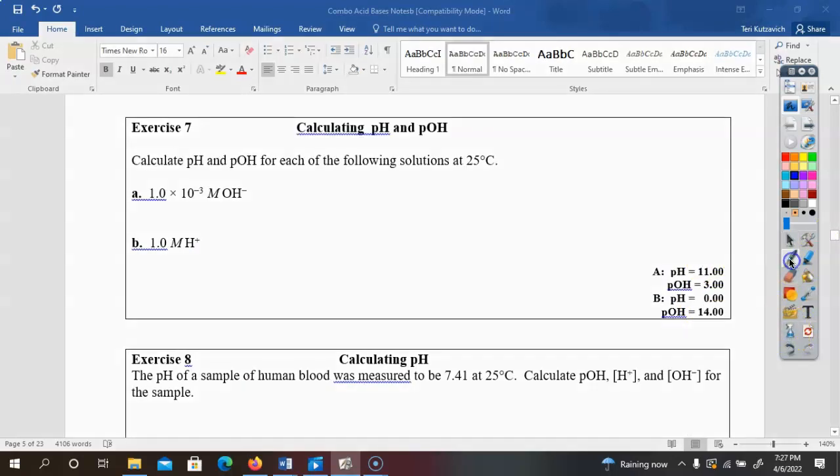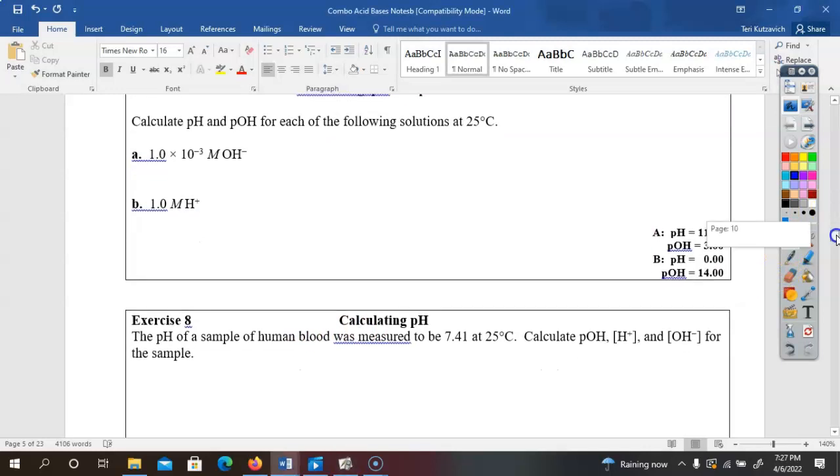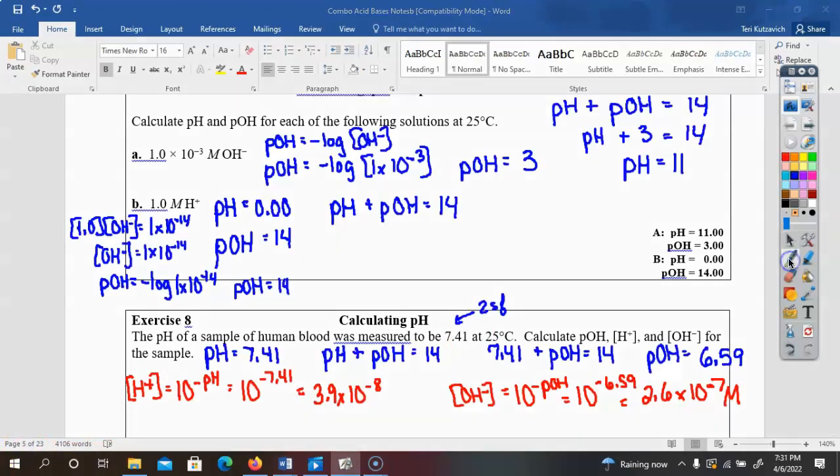Exercise 7. Go ahead and stop it. I know you have the answers here, but I want you to try to figure it out. They want you to calculate the pH and the pOH for both of these. Why don't you try both of these? And we'll come back.